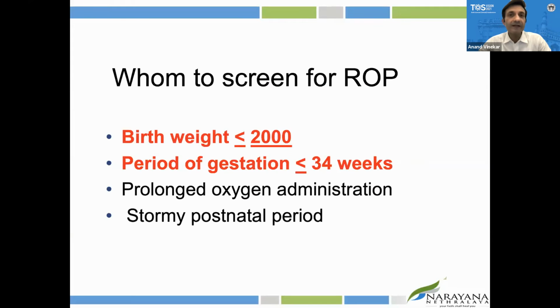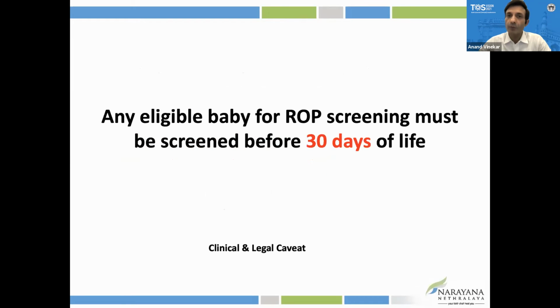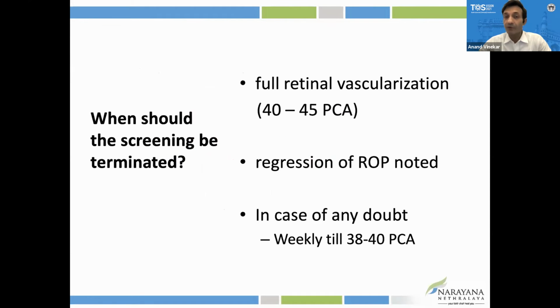The most practical aspects of ROP screening, we take this from the national guidelines. It's no longer 1,500 grams like they do it in the West, but it's 2 kilos, and it's less than 34 weeks. And a legal caveat would be never delay the screening more than 30 days of life. So even before the child is a month, one must do the screening.